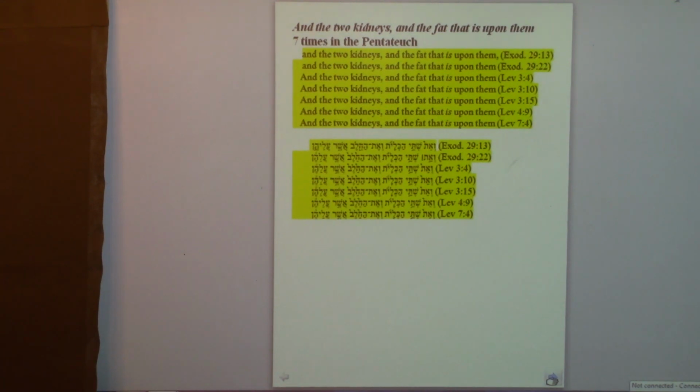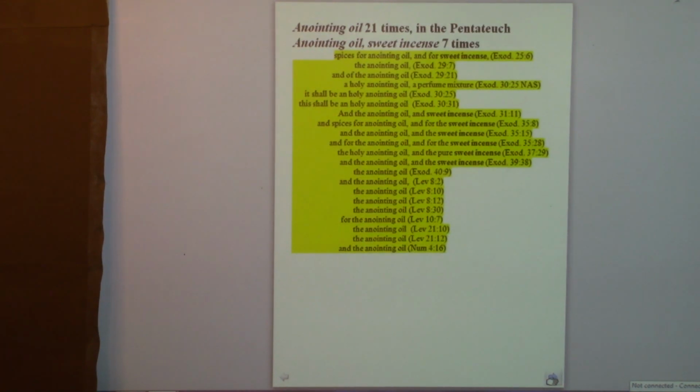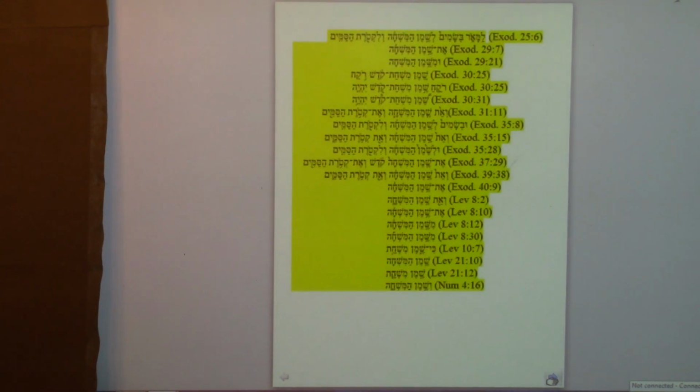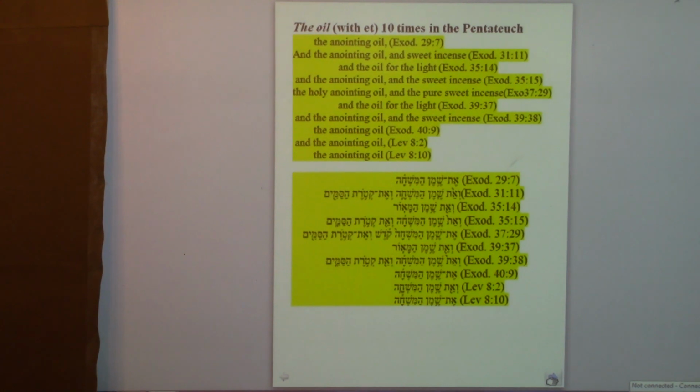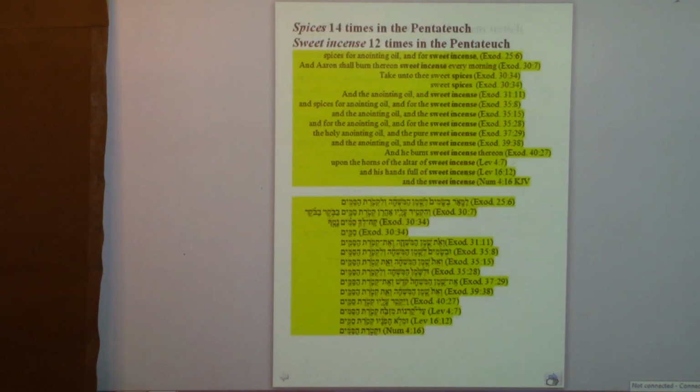And the 2 kidneys and the fat that is upon them, 7 times in the Pentateuch. Anointing oil, 21 times in the Pentateuch. Anointing oil, sweet incense, 7 times. The oil, 10 times in the Pentateuch. That's the oil with et. Spices, 14 times in the Pentateuch. 12 times in the Pentateuch with sweet incense.